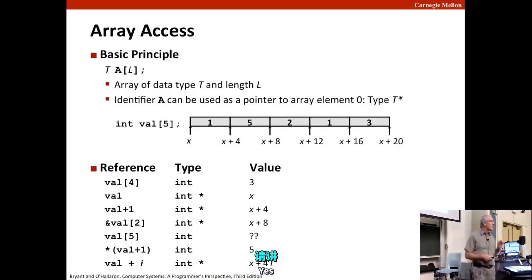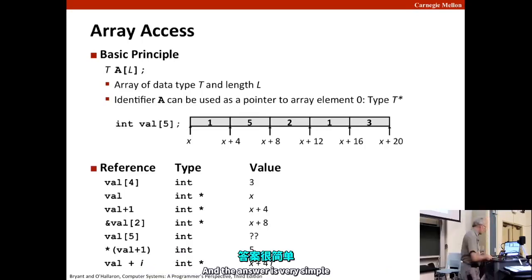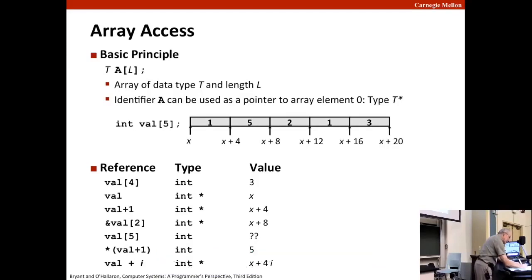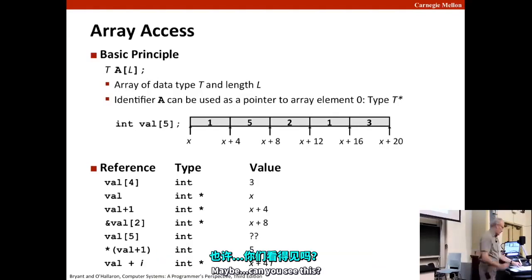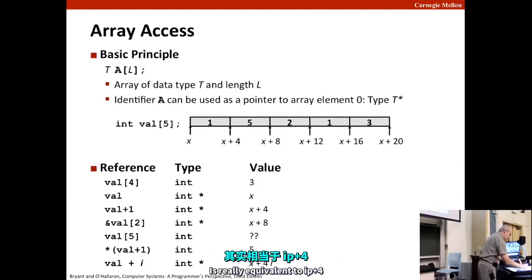Yes? Yeah, so if we actually plug in a negative int, does it actually decrease the index? Yes. So the question is becoming, what about negative indices? And the answer is very simple. Because, in other words, in general, something like IP plus X is really equivalent to IP plus 4X.